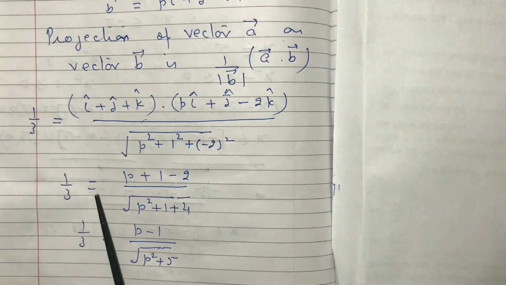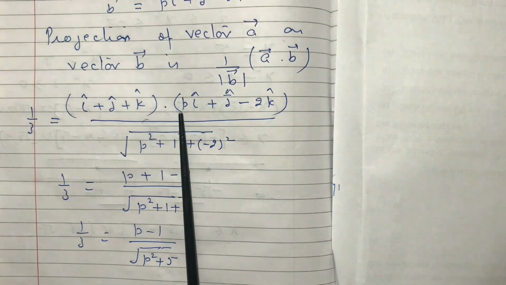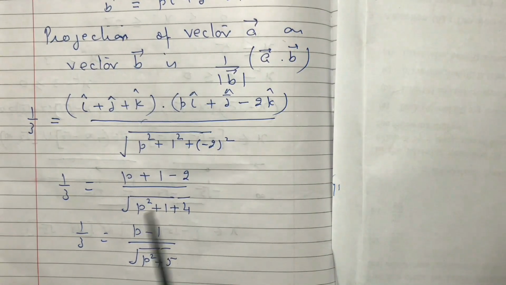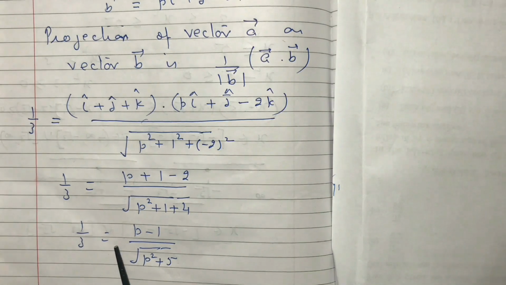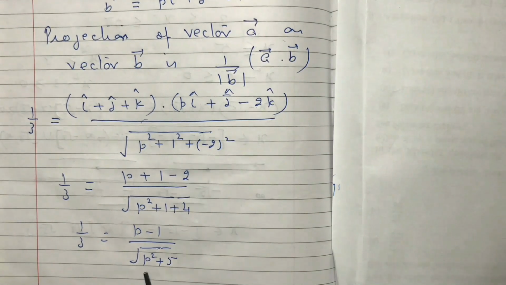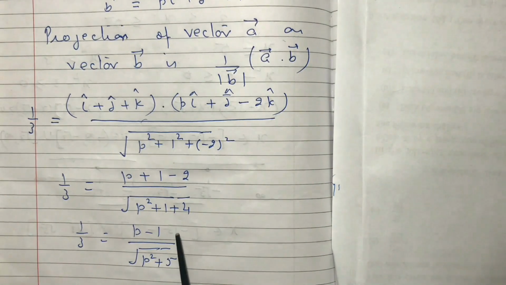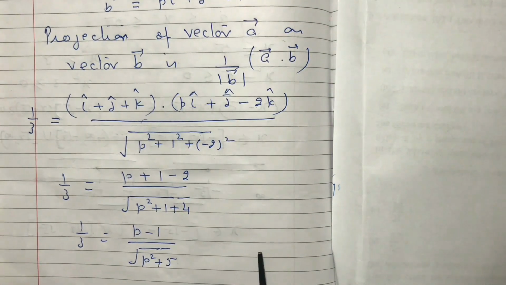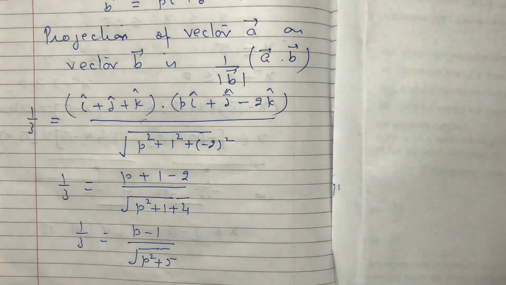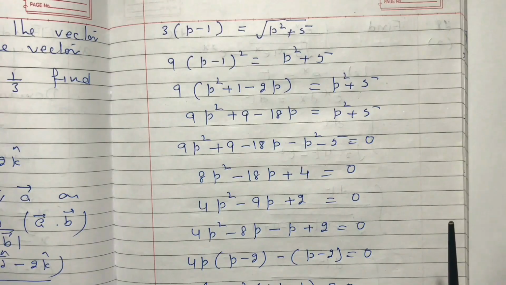Now 1 by 3 is equal to p plus 1 minus 2 upon root p square plus 1 plus 4. So I have 1 by 3 is equal to p minus 1 upon root p square plus 5. Now from here I am to find the value of p. On the next page I have done that. So you can check it.